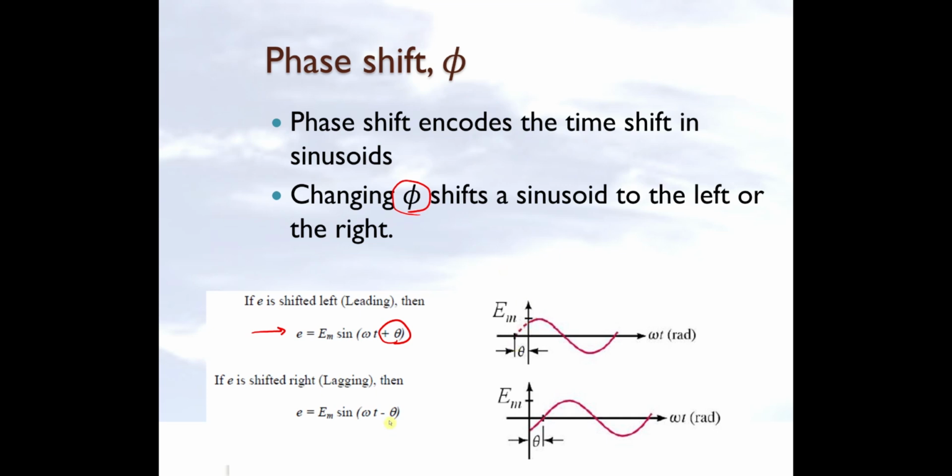On the other hand, if I have a negative phase shift, now you can see that your sine starts at a later time than zero, so we say that it is lagging the zero. A sine should start from zero, but now we have some time shift. So the phase shift encodes the time shift information.